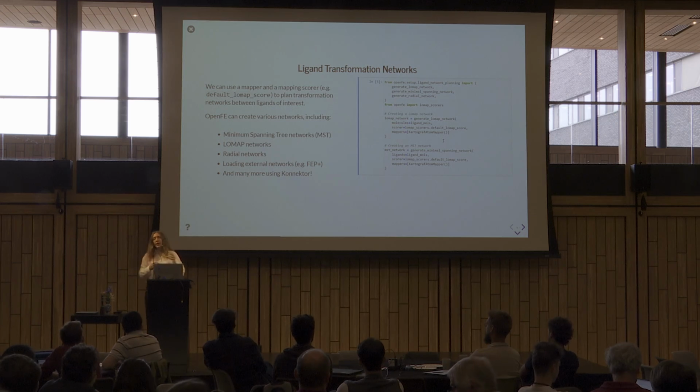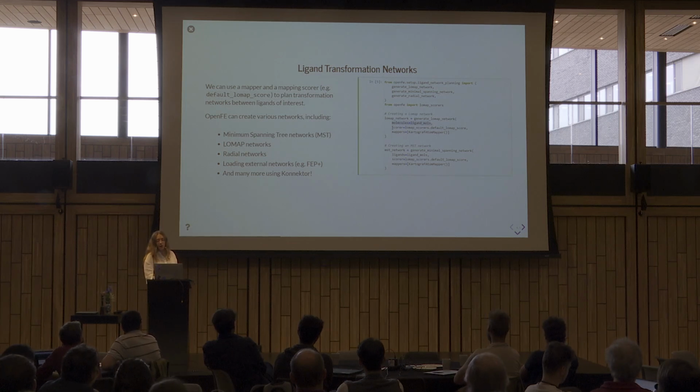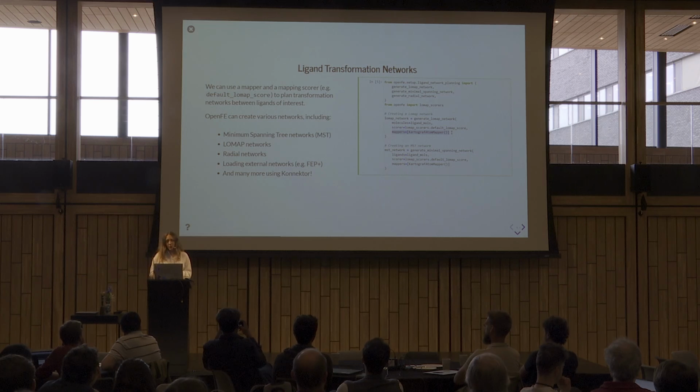And to create these ligand networks, we of course need the ligands. We need a scorer, and here we have the LOMAP score that basically is a measure of how easy the transformation will be. And then it takes in the mapper, and as I mentioned, in this case, we're using the Kartograf atom mapper.